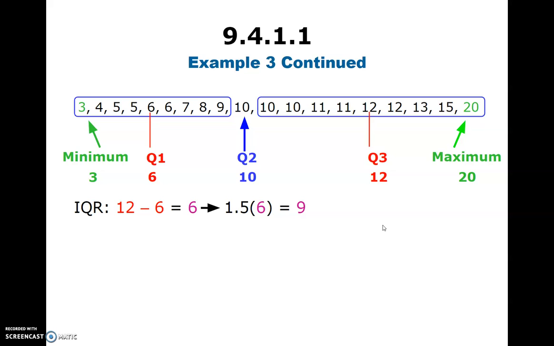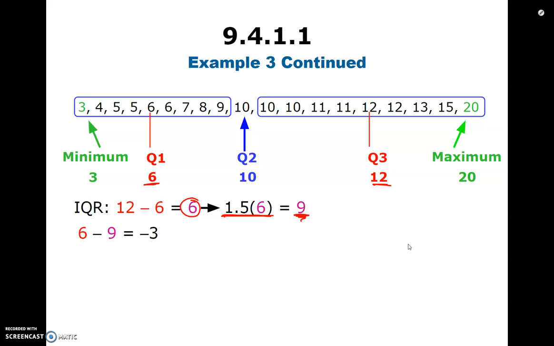So I said to be an outlier, first you need to figure out what your IQR was. So we're going to take 12 minus 6, and your IQR is 6. Now, in order to be an outlier, you've got to be 1.5 times the IQR, in other words, 1.5 times 6, outside of Q1 or Q3 to be an outlier. So the number 9 is what we're going to be working with to find if we have outliers.